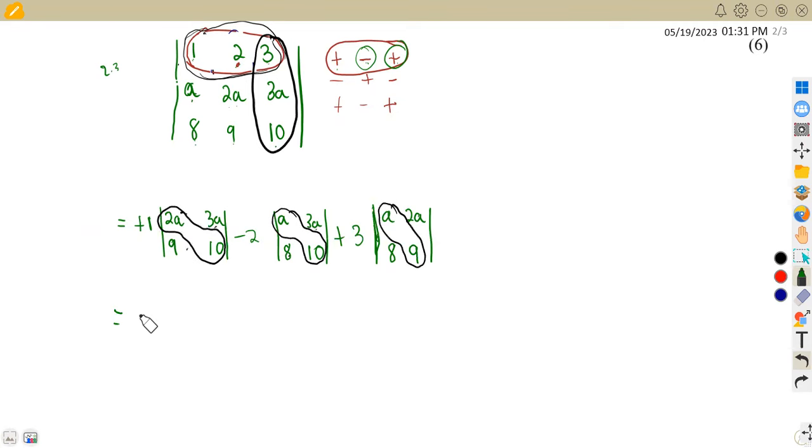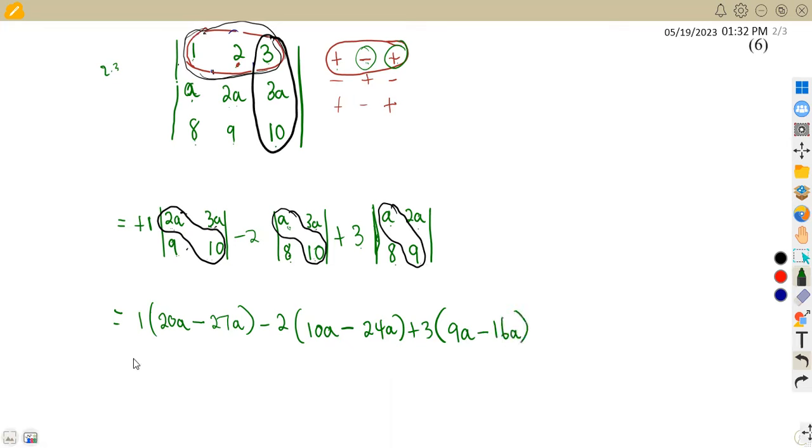All right. From the first part, we remain with plus 1, which is just 1. Let's multiply the major diagonal: 2a times 10 is 20a, minus 3a times 9, which is 27a. So we obtain 20a minus 27a. Then minus 2 times the product of this diagonal, a and 10, which is 10a, minus 3a times 8, which gives us 24a. Plus 3, we've got a plus 3 there. Then we do the same: a times 9 is 9a, minus 2a times 8, which is 16a, but we subtract, so that's negative 16a. All right, so let's see what we're going to have. This is going to be 1 times 20 minus 27.